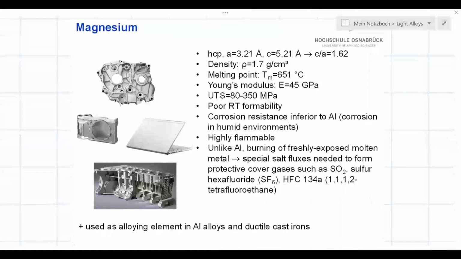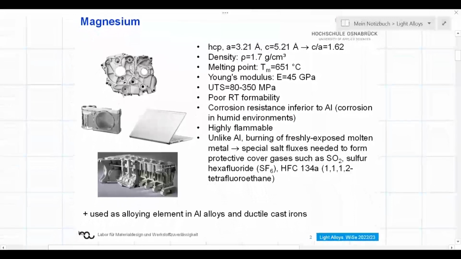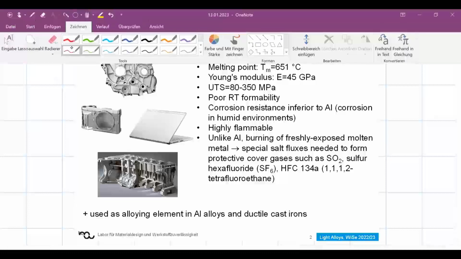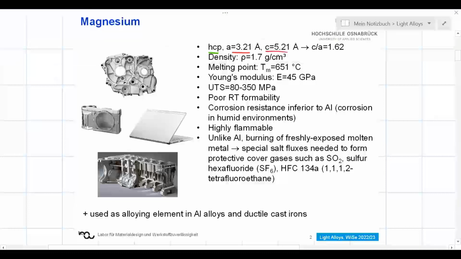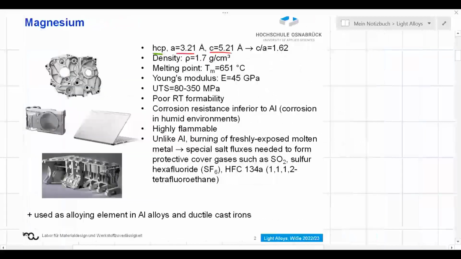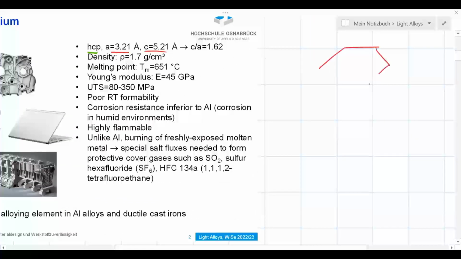Let us have a look at the characteristics of magnesium. It has an HCP crystal structure, hexagonal close pack, similar to titanium. The lattice parameters are given: a, the length of the axis of the unit cell parallel to the close pack directions within the basal plane.